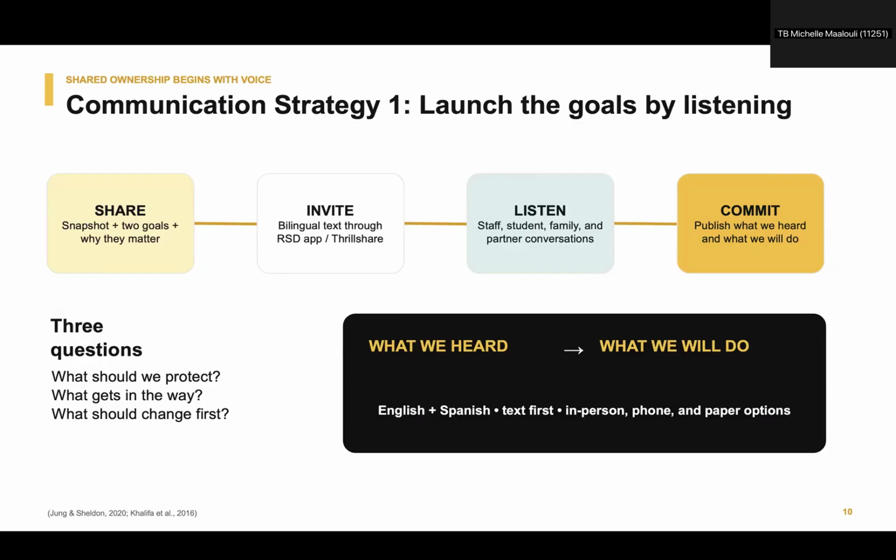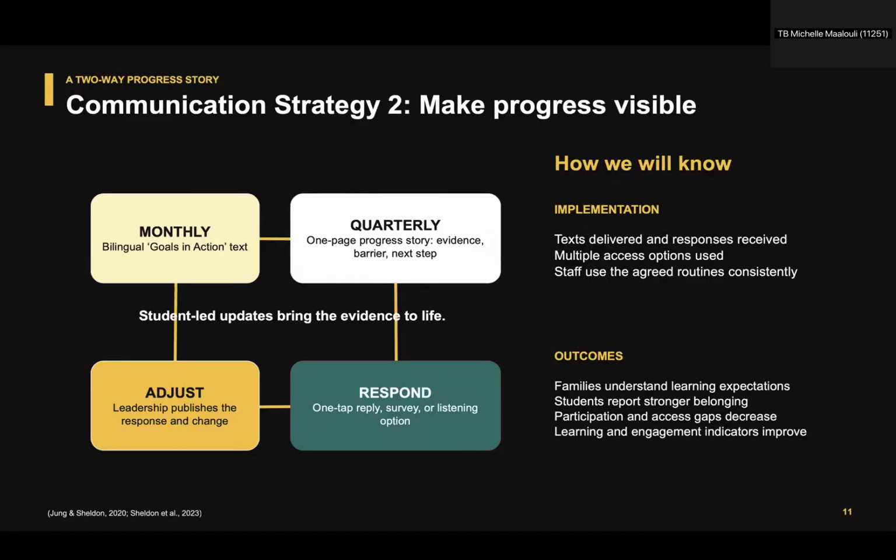We will judge the effectiveness of the launch by who participated across roles and grade levels, whether accessible options were available, and whether stakeholders can explain the goal and identify at least one way they can contribute.